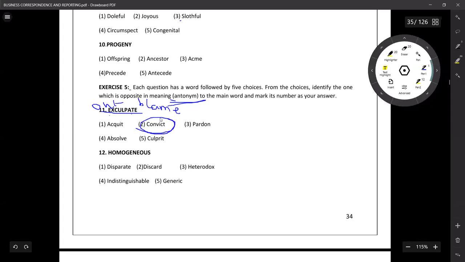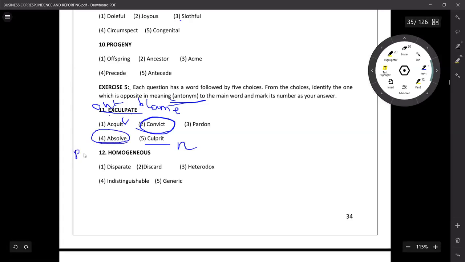So opposite of free or pardon is what? Convict. I'm not talking about convict as the person who has been convicted. I'm talking about convict as a verb. Why can't it be culprit? Culprit is a noun. Culprit is the person. Exculpate is a verb. The court has exculpated you. Opposite of that will be, the court has convicted you. Did you understand, guys? Synonym will be absolve.